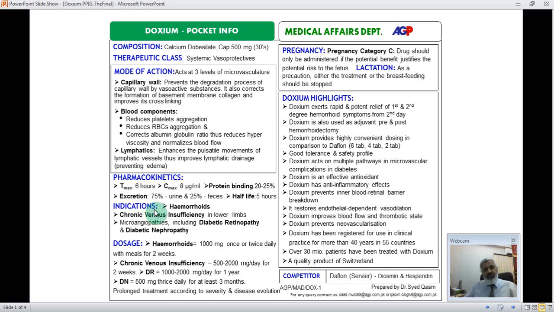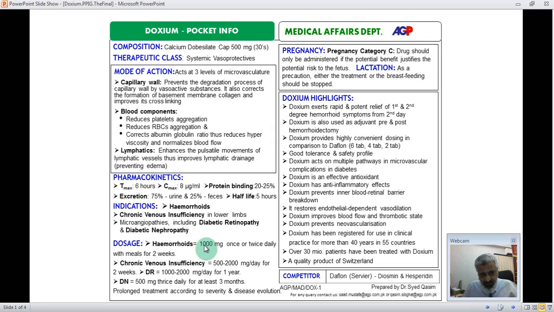Now coming to the indications of Doxium. Doxium is indicated for the treatment of hemorrhoids, chronic venous insufficiency of the lower limbs, microangiopathies including diabetic retinopathy and diabetic nephropathy.